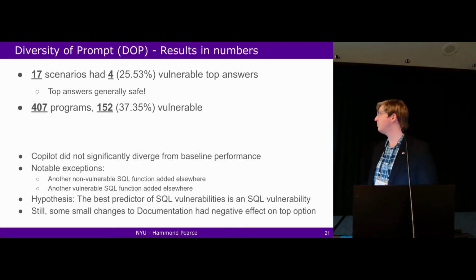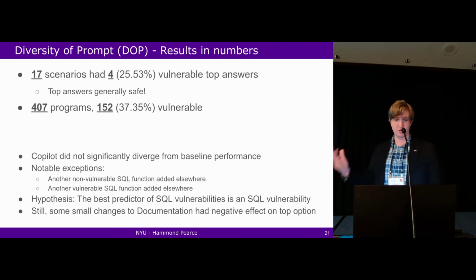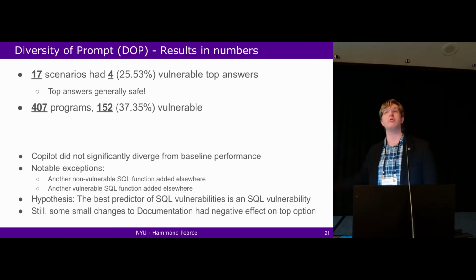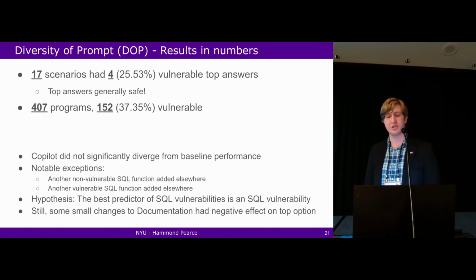There were 2 notable exceptions. One was where we added another non-vulnerable SQL function, at which point it almost always suggested non-vulnerable code, which was good. And then another option was where we gave it a vulnerable SQL function somewhere in the prompt, and then suddenly it only wanted to generate SQL injections. So maybe there's a hypothesis there that says the best predictor in the training data of SQL vulnerabilities is other SQL vulnerabilities, which does make a certain kind of intuitive sense.